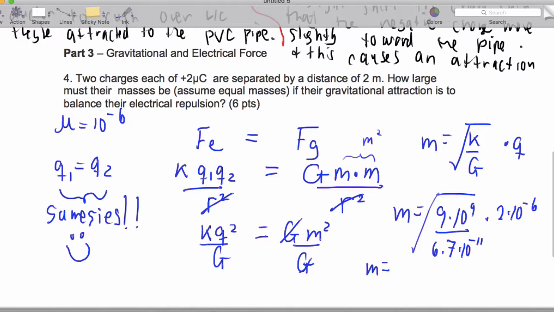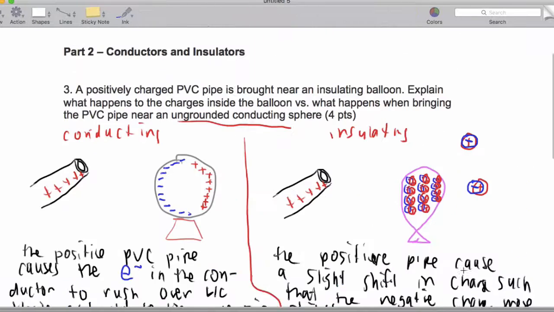gives me, wow, 23,180 kilograms. That is not an error or a typo. I will double check my math, but I do not think that is an error or a typo. This is really the disproportion between gravitational strength and electrical strength. So that's questions 3 and 4.